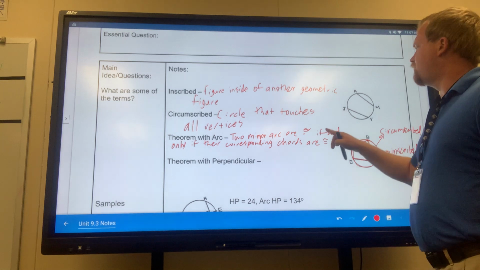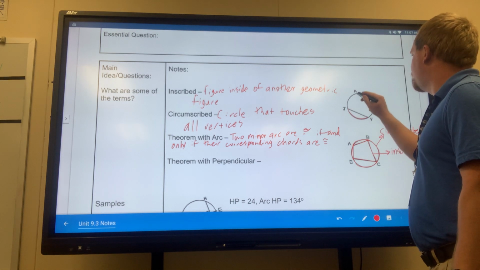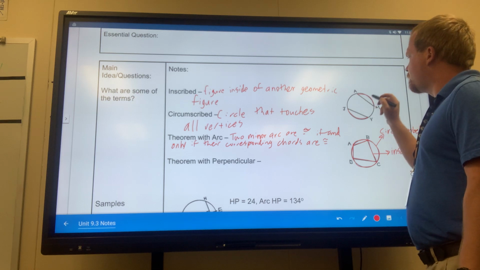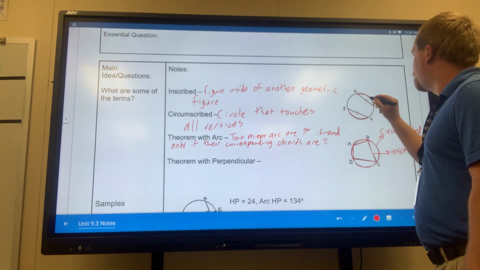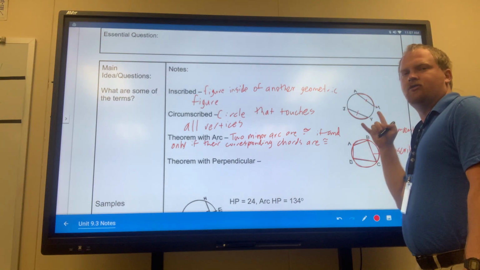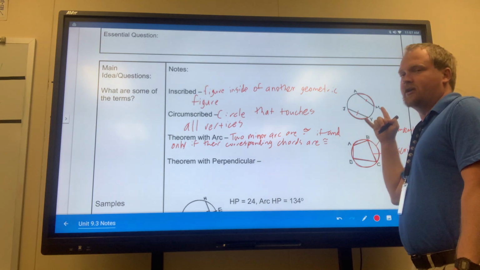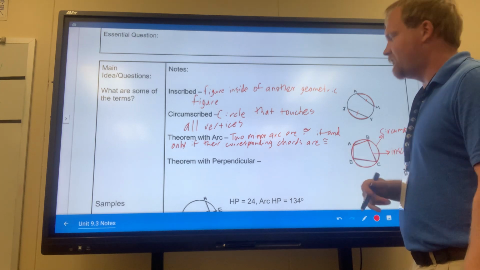Well, if I have two minor arcs here, I have these two arcs. The arc measures are the same as long as the chords are congruent. If both chords are congruent, then both arcs are going to be congruent as well, and vice versa. So it works out both ways.